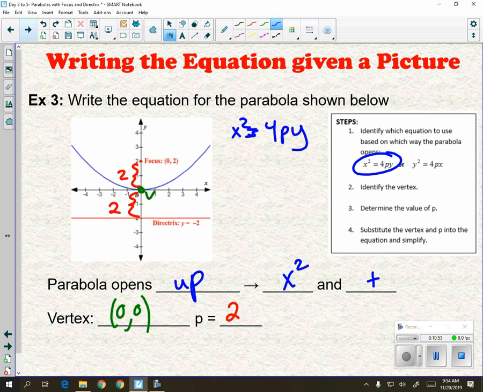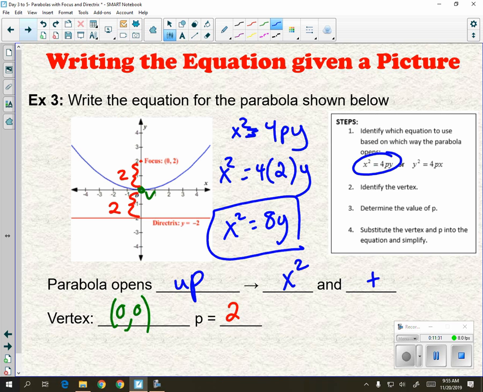Now, if you think back to circles, when the center of the circle was at the origin, you had plain old x squared plus y squared equals whatever, right? Because since your circle was centered at the origin, you didn't have to adjust your x and y values. Well, our parabola's vertex is at the origin, so you don't have to touch your x and y values. They stay the same. The only thing that changes is the value of p, which we found to be 2. And you're going to simplify this to 8y.